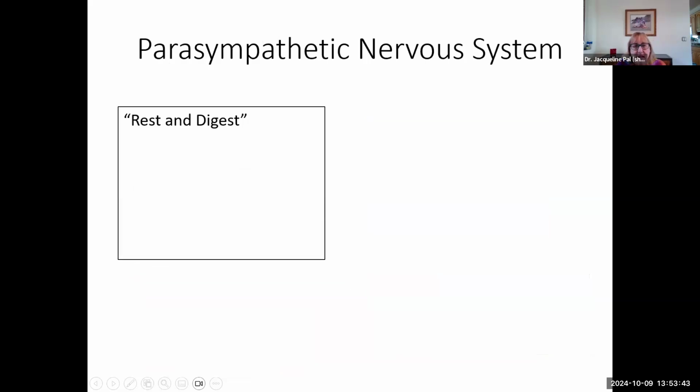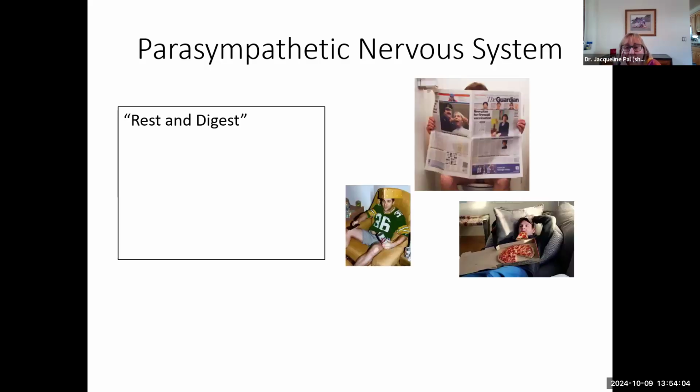In contrast to the sympathetic nervous system, the parasympathetic nervous system is what I like to call the rest and digest. So think about Thanksgiving Day. You have finished eating. What are you going to do? Well, maybe you're going to sit on the toilet for a while. Maybe you're going to watch football. Maybe you're going to take a snooze.